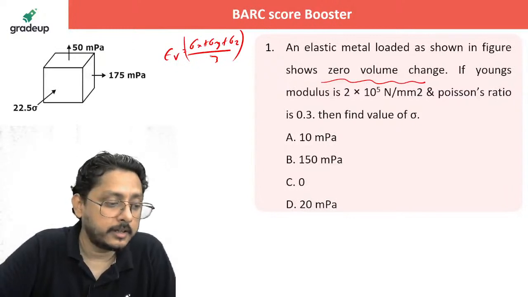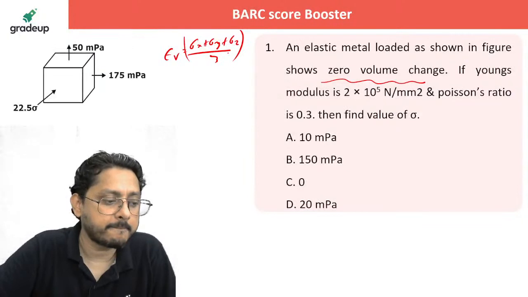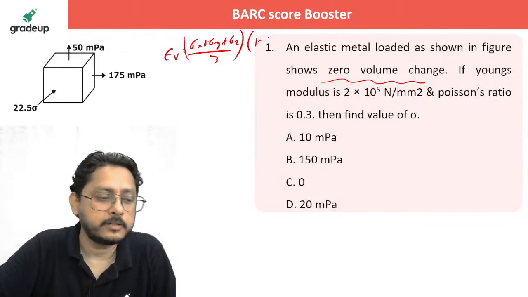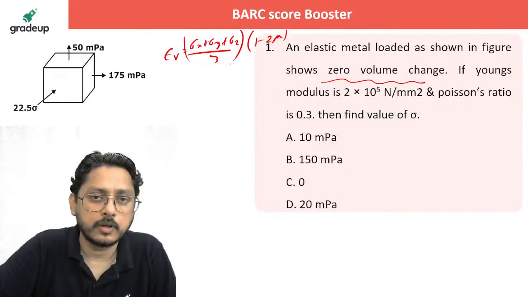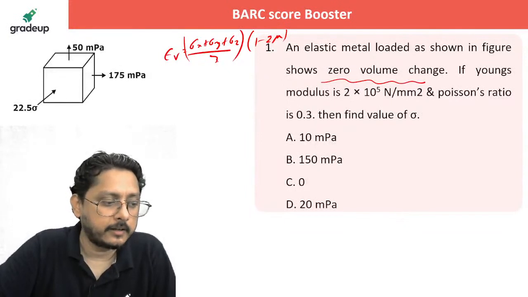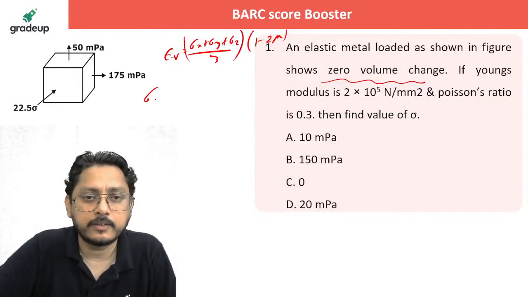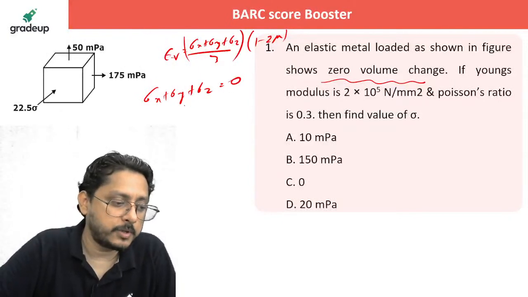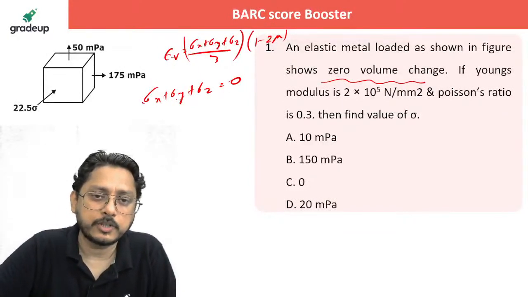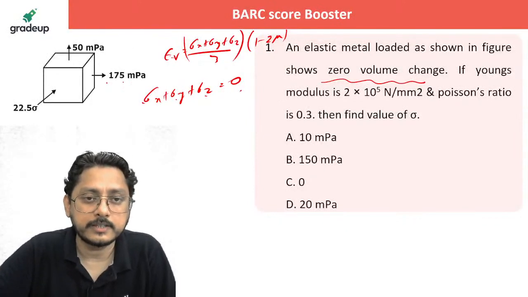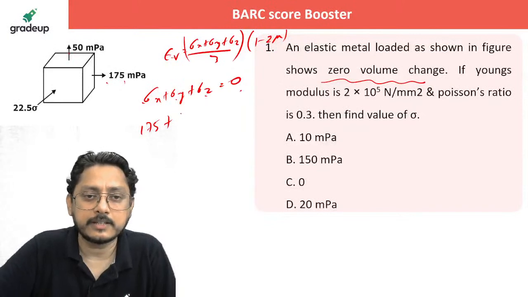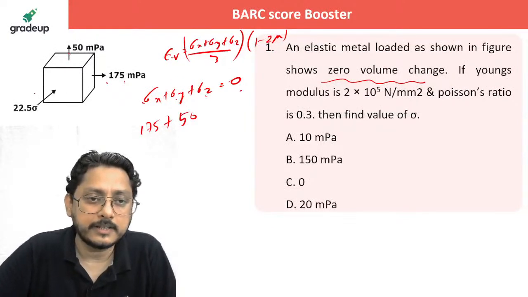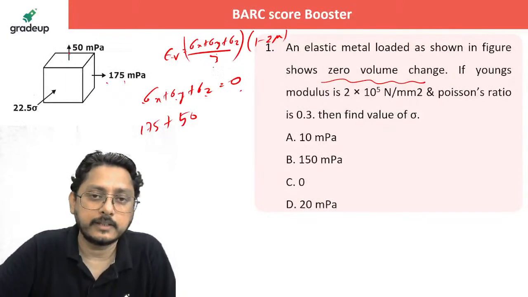Divided by 1 minus 2 mu. Right? So actually if it is 0, then sigma x plus sigma y plus sigma z must be equal to 0. Isn't it? Here, see, tensile 175 plus sigma y 50, that is tensile, that is 50. Sigma z is actually compressive, so yeah, that is E.